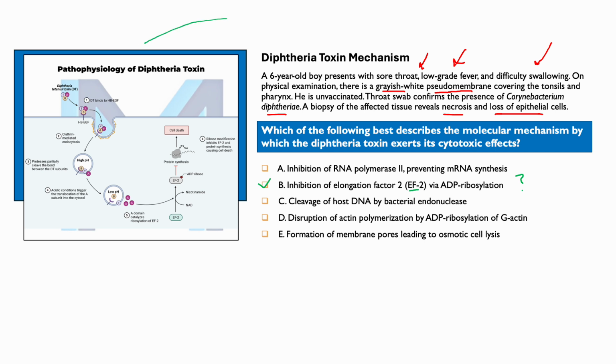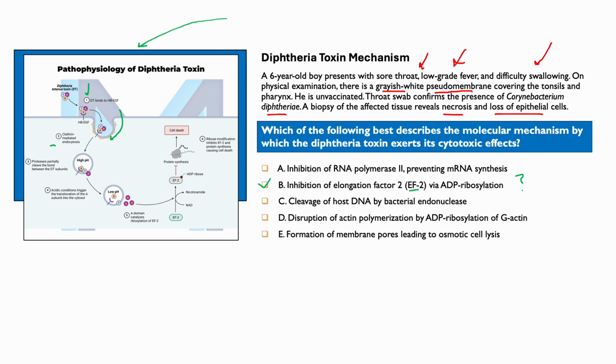Now, you can look at the pathophysiology illustration here on the left. Looking at step 1, we have the B subunit, or the binding subunit, binding to heparin-binding epidermal growth factor, or HB-EGF, on the host cell. The toxin then undergoes clathrin-mediated endocytosis, so step 2 here. Then we have acidification of the endosome, which leads to conformational change and release of the A subunit into the cytosol. And the A subunit is the active subunit.